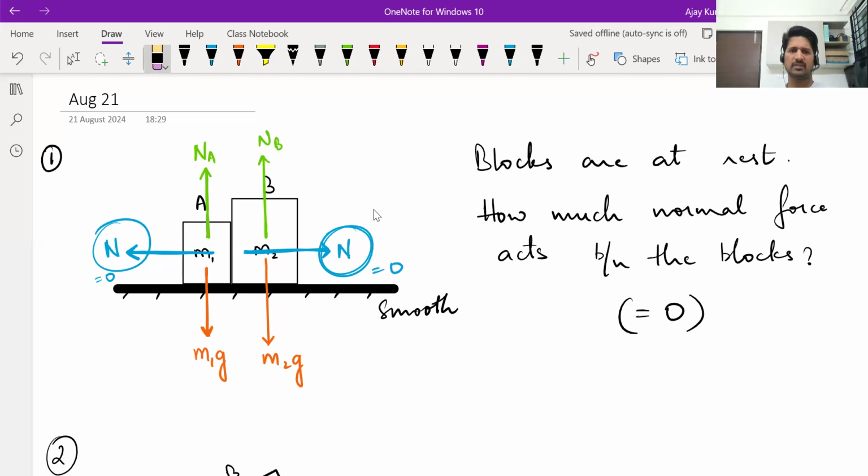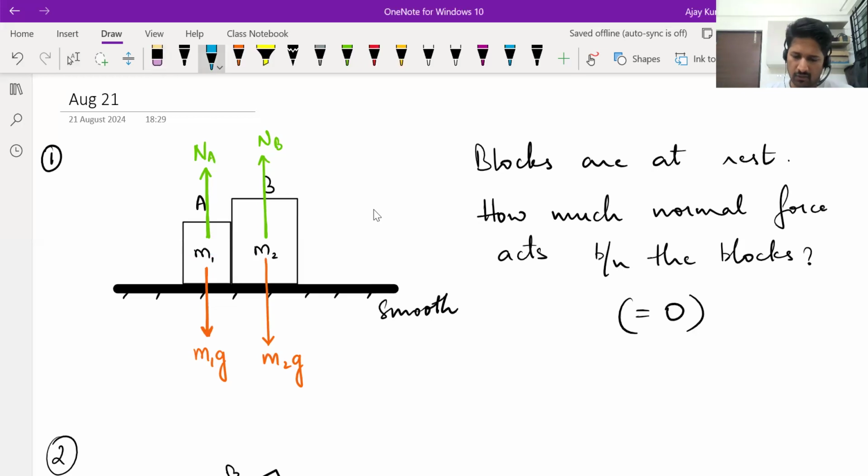It's like they won't push each other. Why will they push each other or press against each other? That will not happen. So the answer 0 is correct. There won't be any normal force between the blocks. There will be a normal force on A from the ground. There will be a normal force on B also from the ground, but block and block will not push each other.